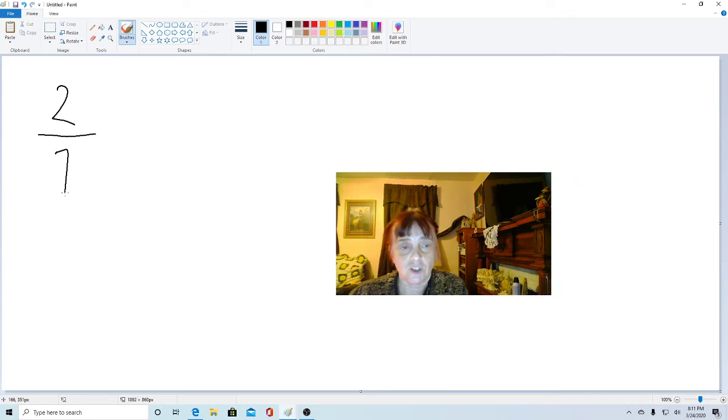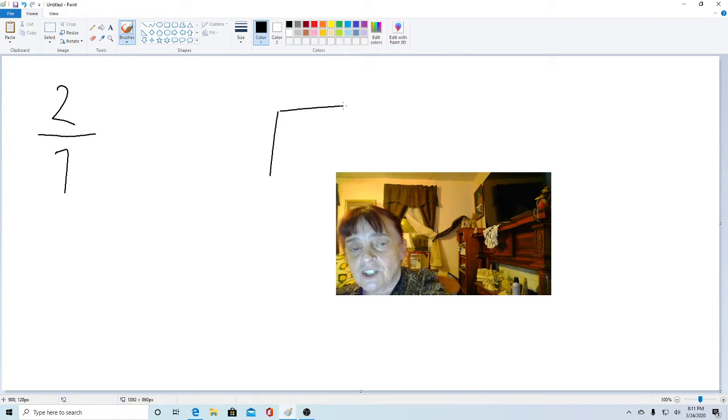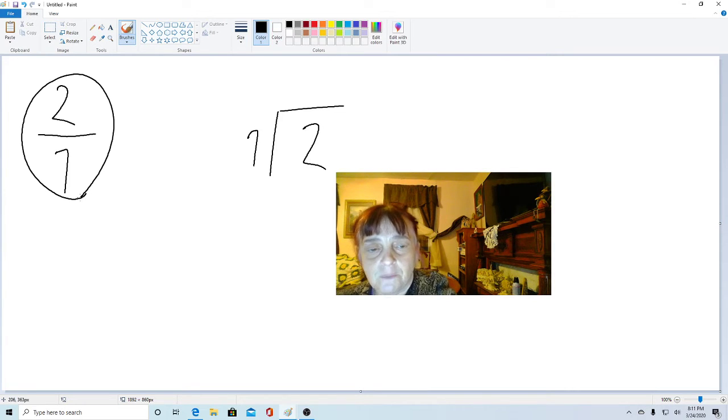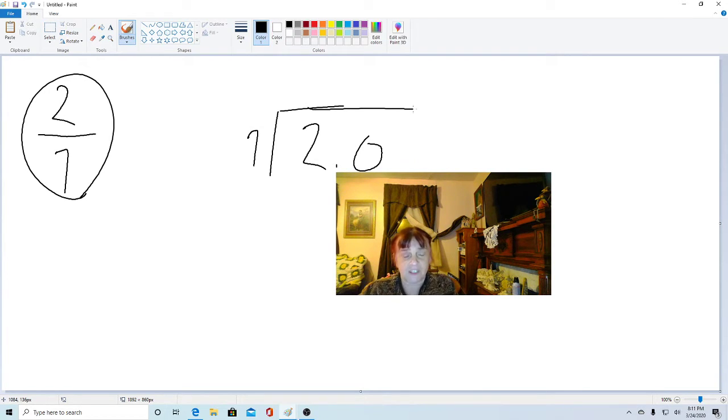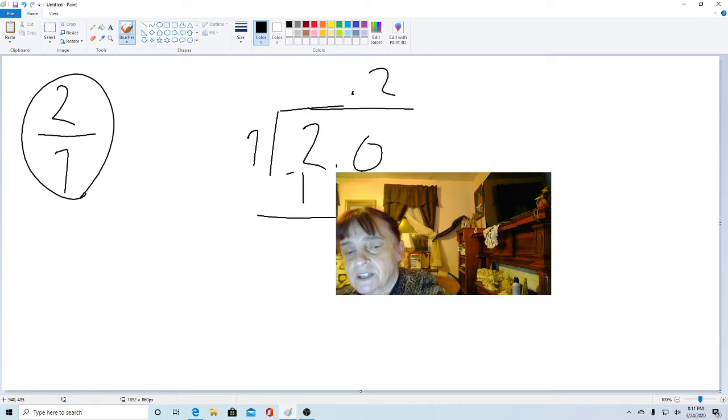You divide the numerator by your denominator. If you want to change this to a decimal, 2 divided by 7. There's nothing times 7 that is 2, so you have to make it 20. Now, what can you multiply by 7 to get as close as possible to 20 without going over? You can't say 3, because 3 times 7 is 21. So 2, and you line your decimal point up there. 2 times 7 is 14. Subtract, you get 6. Bring down a 0.